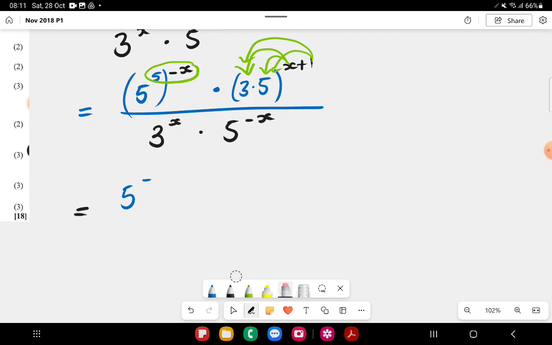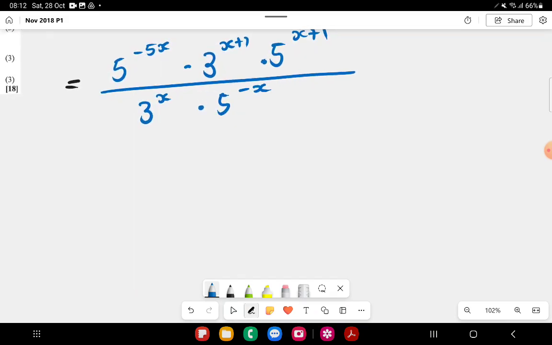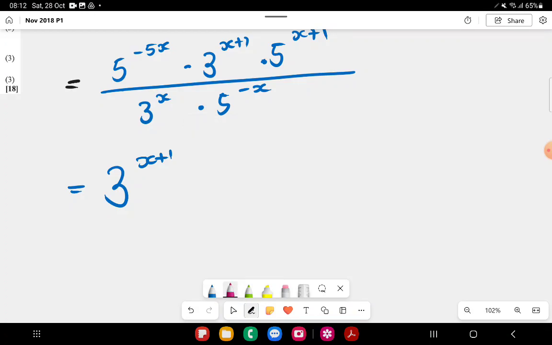Let's write that properly. Negative 5x multiplied by 3 to the power of x plus 1, multiplied by 5 to the power of x plus 1. Divide that by 3 to the power of x multiplied by 5 to the power of negative x. Now I can write my common bases. I'm going to start with a base of 3, and as a numerator, I am going to write x plus 1. Now my denominator, I am going to subtract.